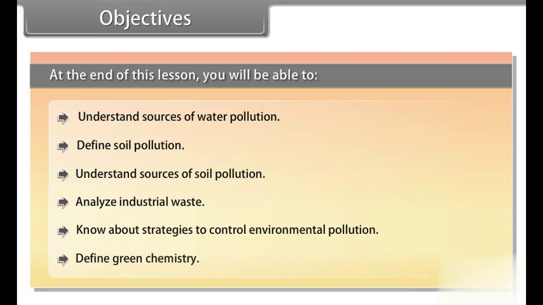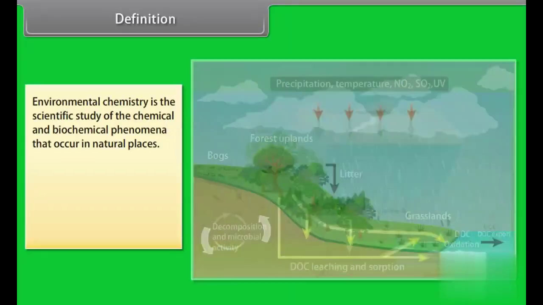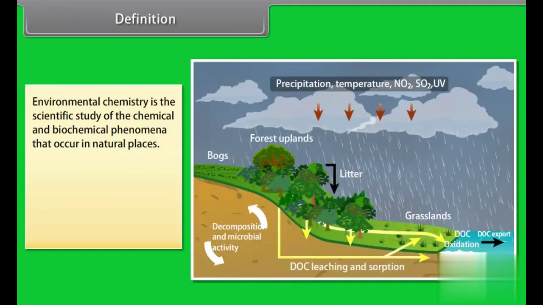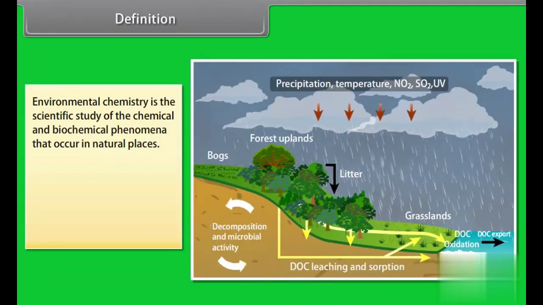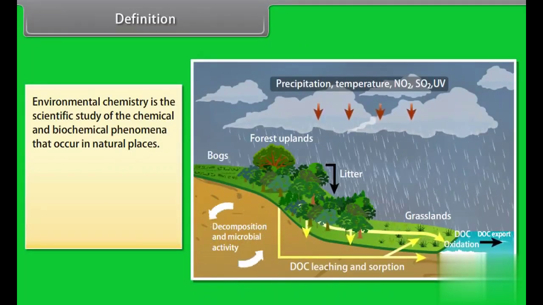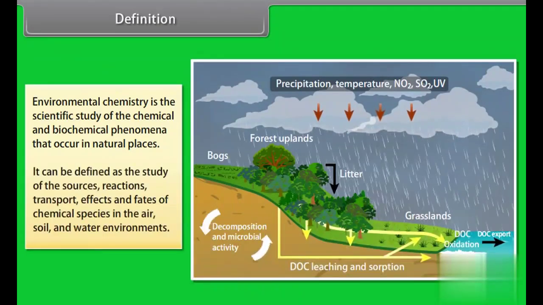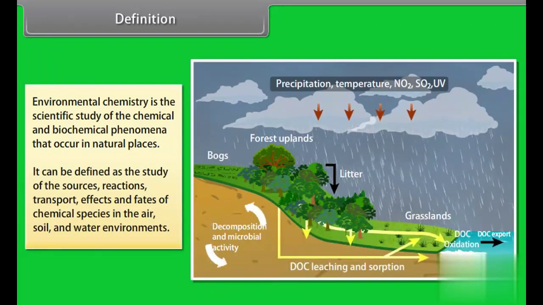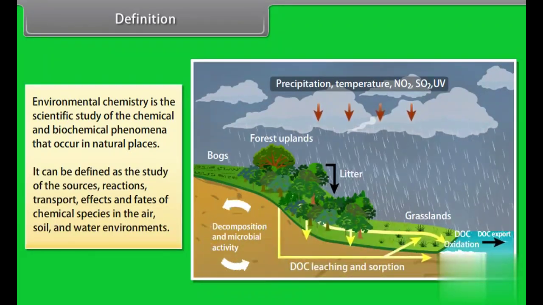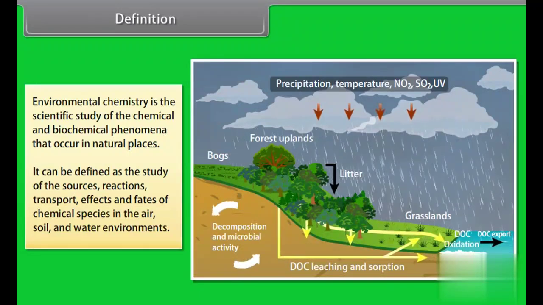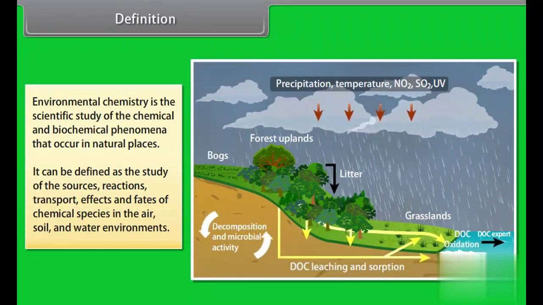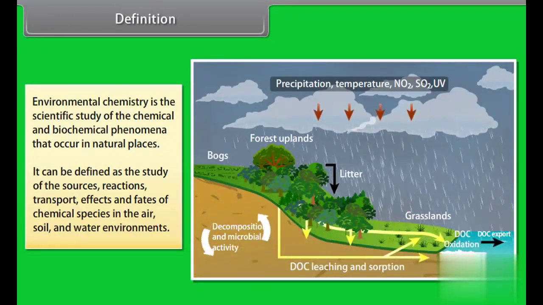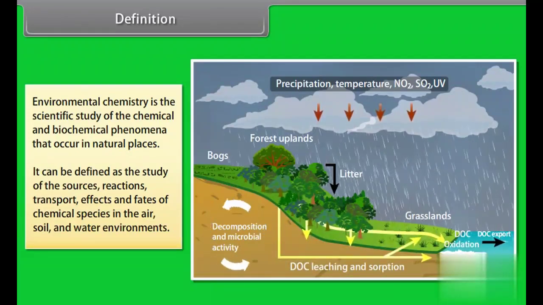green chemistry. Definition. Environmental chemistry is the scientific study of the chemical and biochemical phenomena that occur in natural places. It can be defined as the study of the sources, reactions, transport, effects and fates of chemical species in the air, soil and water environments. In environmental chemistry, we identify a pollutant and its interaction with the environment, its bad effects, and find out a way to minimize them.